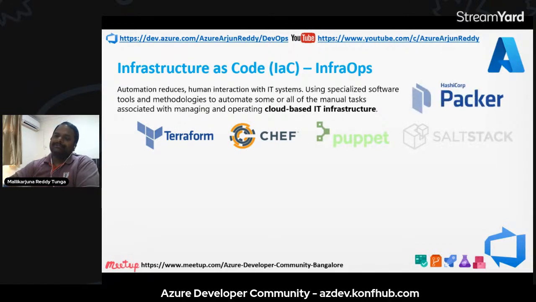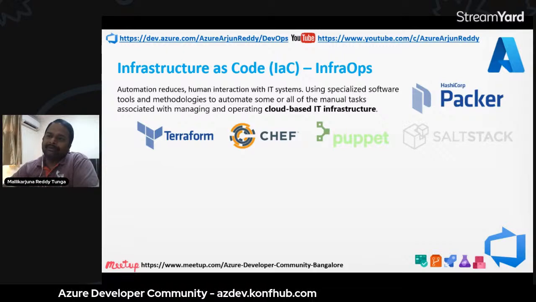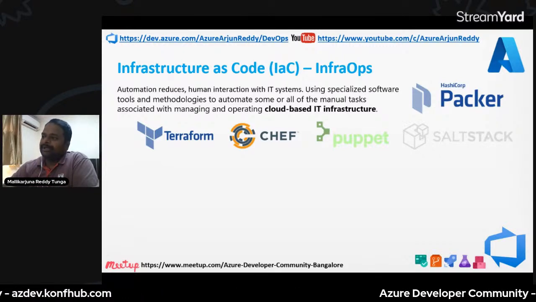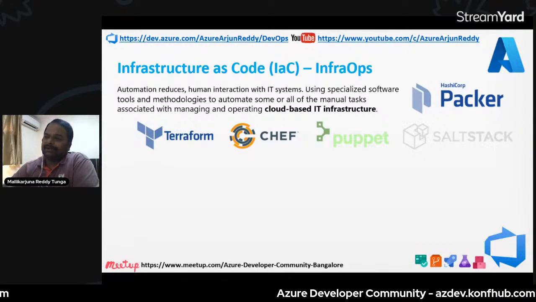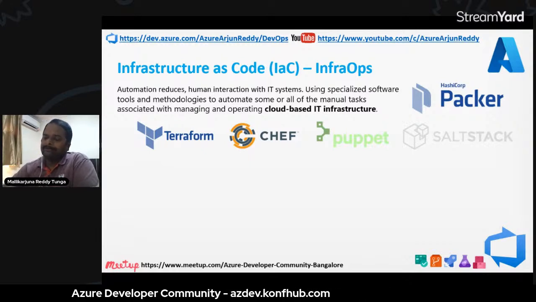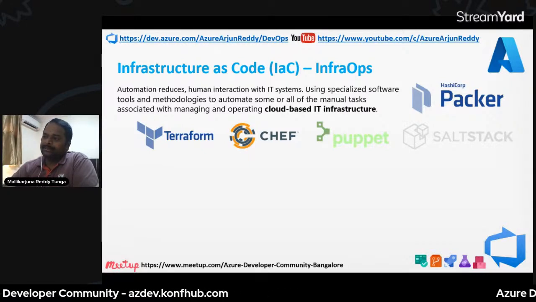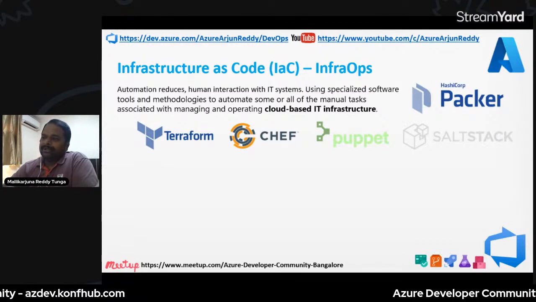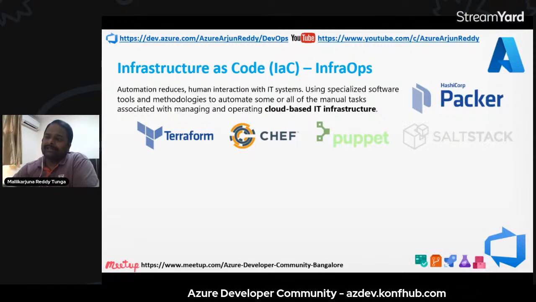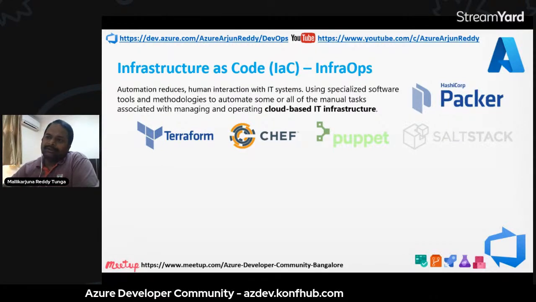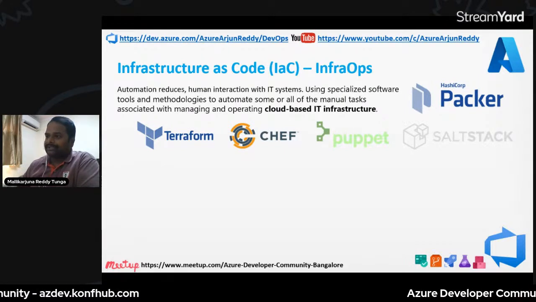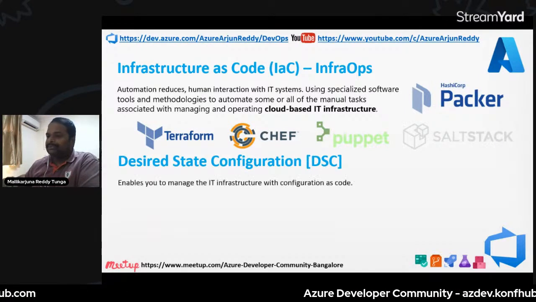There are many other tools which are available, right, when you want to do infrastructure as code. So you can have Chef, Puppet, SaltStack. Then you have Terraform, HashiCorp Terraform, or HashiCorp Packer for imaging. If you want to create your images, you can use HashiCorp Packer. These are the popular tools if you want to manage cloud-based IT infrastructure. For today's agenda, we are going to discuss Terraform. I just want to present here what the other available tools are.